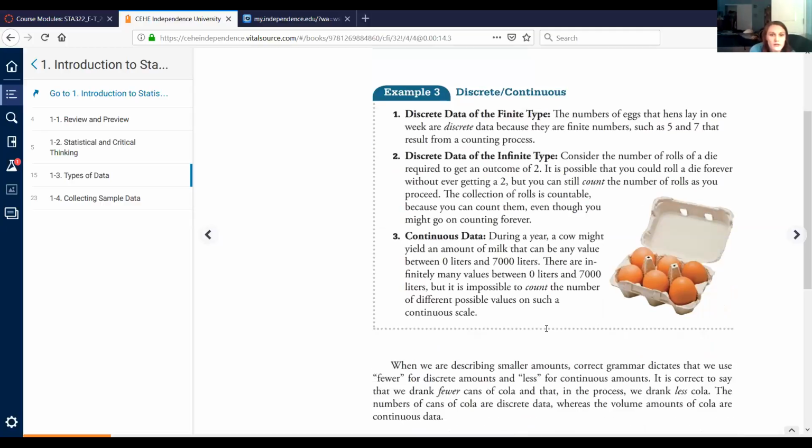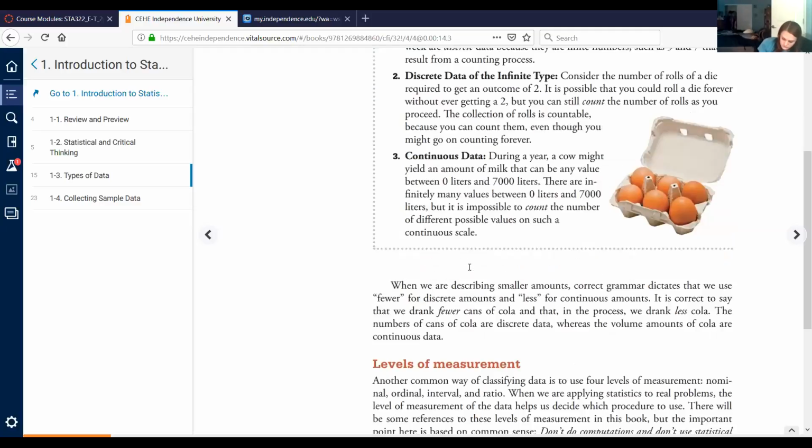Continuous data is a number that can be anywhere in a range. In the example here, a cow might yield anywhere between 0 and 7,000 liters of milk in a year. It can be anywhere in that range, because of course it can be any small increment. So those are continuous types of data.